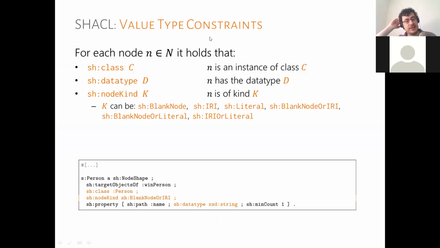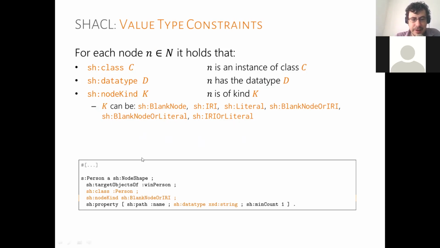Next, for value type constraints, we can specify what kinds of values something can be or something can have on a given property. So we can specify that every node must be an instance of a class, for example, or it must have a particular data type, or it must be a sort of type of RDF node, by which I mean it must be a blank node or an IRI or literal, or blank node or IRI, or blank node or literal, or an IRI or literal.